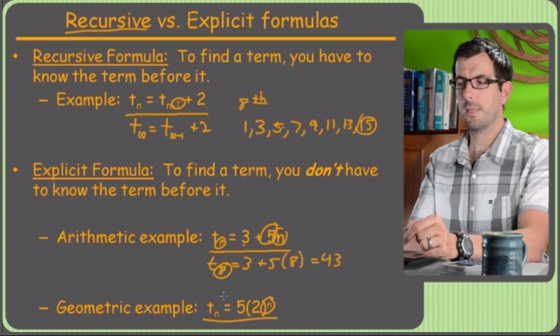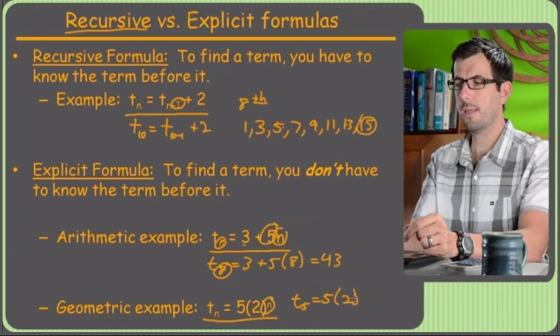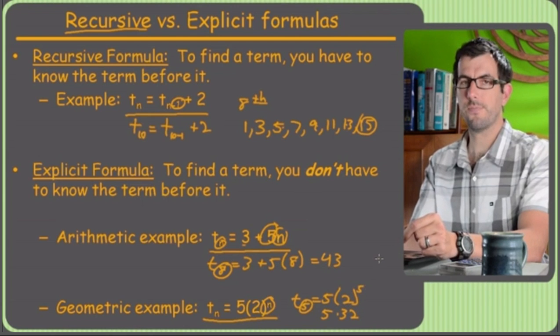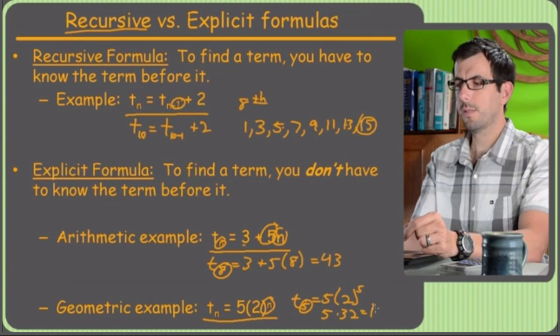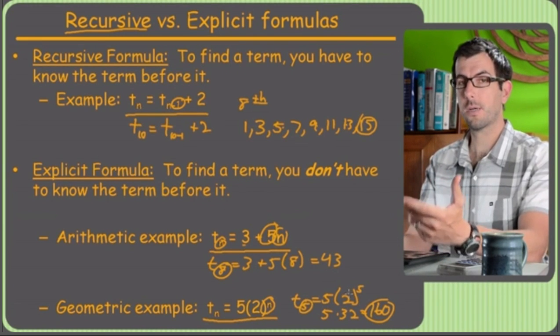But this one is an explicit formula, because if I wanted to find t sub 5, all I have to do is plug in 5 for n. So it's going to be 5 times 2 to the n, and n was 5, I just said. So 5 times 32, because 2 to the 5th is 32. And I think that's going to be 160. So super easy. Explicit formulas, great to know.